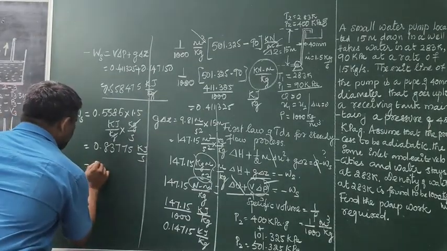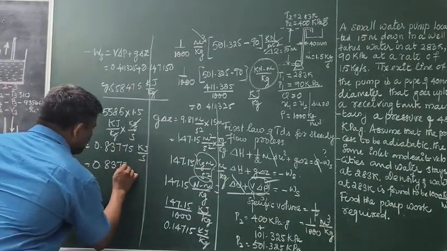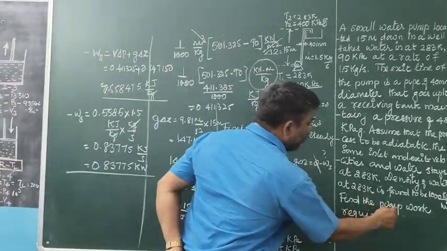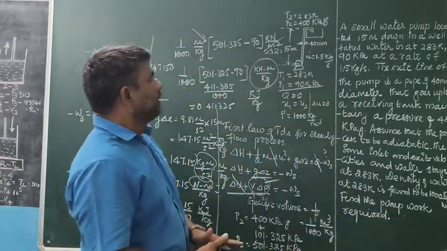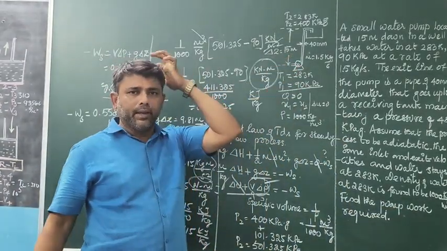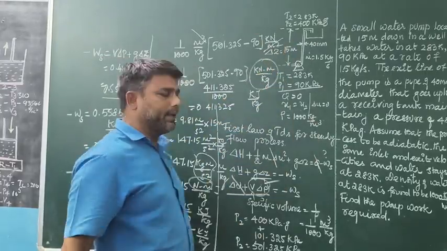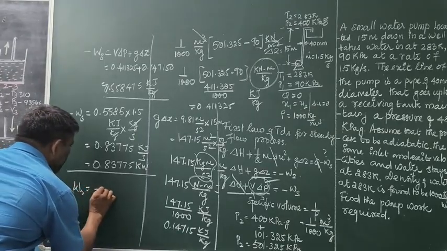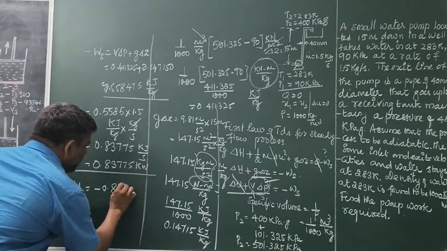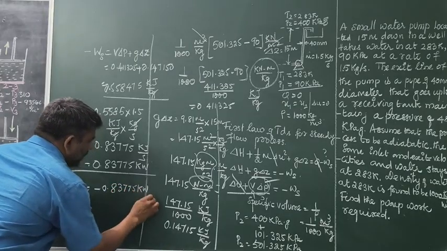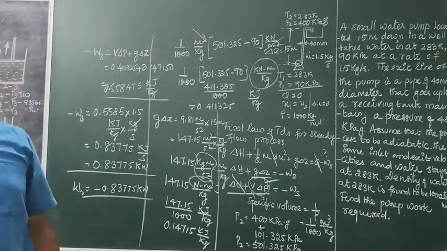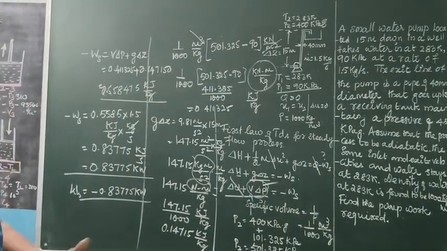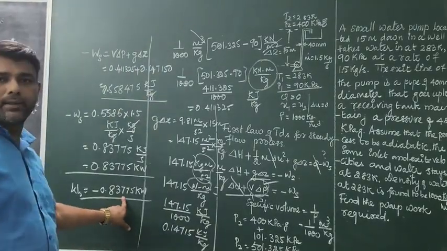So the answer is 0.83775 kilowatt. This is the answer: the pump work required to pump water from a depth of 15 meters in a well to the datum level. Clear? Ws is equal to minus 0.83775 kilowatts. That means this much work is required on the system, work to be done on the system, in order to lift the water from the well to the datum level. This is the answer. Clear?